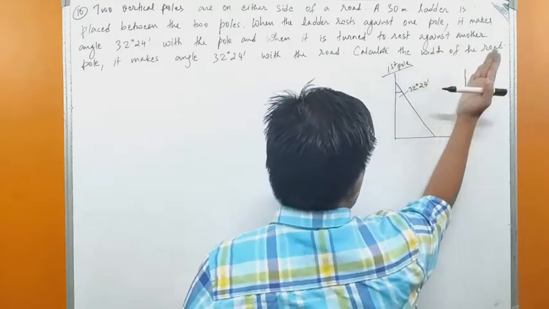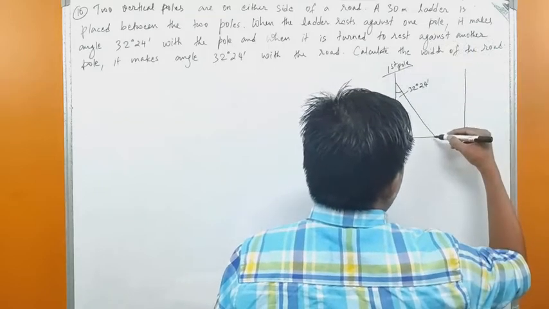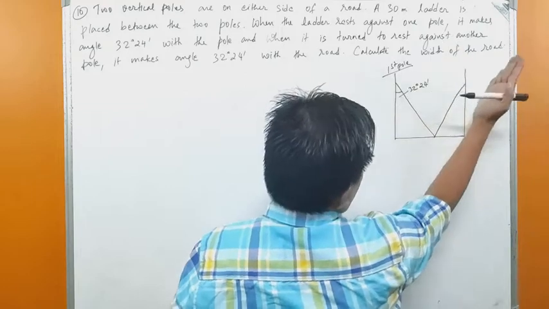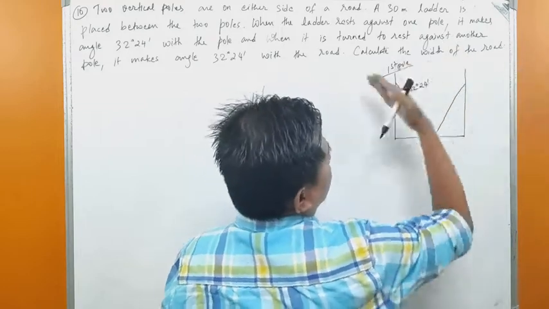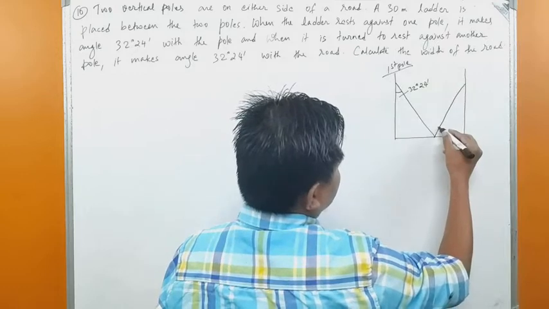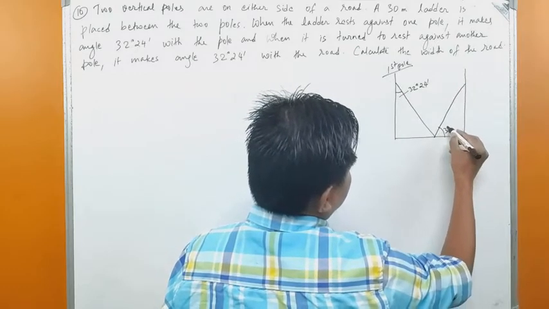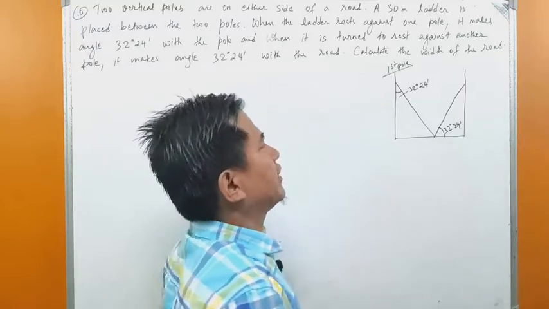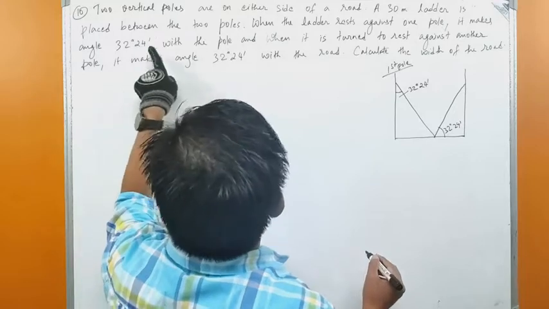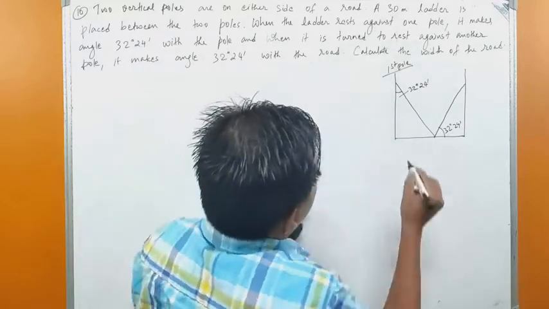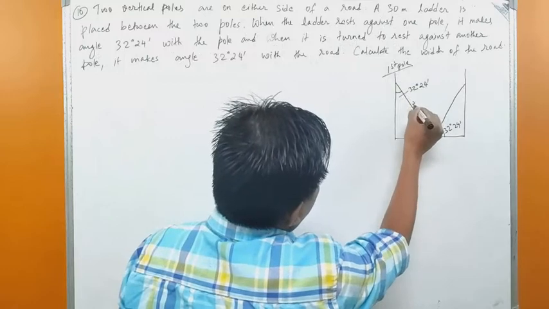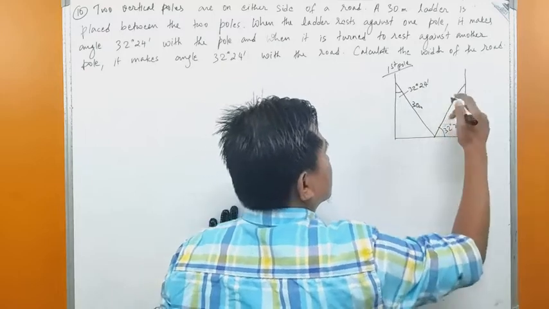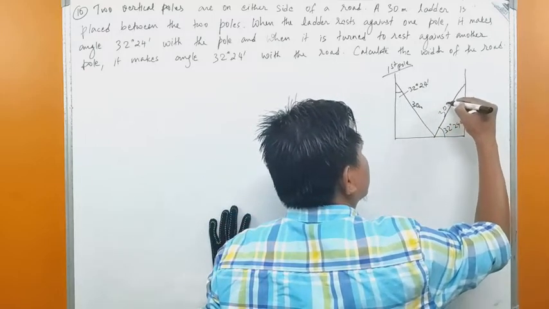Now when the ladder is taken and rested on the other pole, the other side of the road, the angle the ladder makes with the ground is the same, 32 degree 24 minute. And the given condition is the length of the ladder is 30 meter. What is the length of the ladder? 30 meter. This is the ladder and this is also the same ladder, isn't it? So this is also 30 meter.